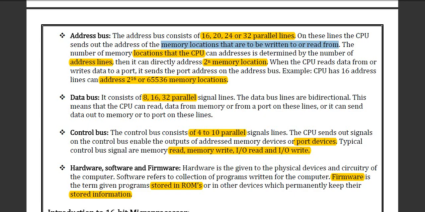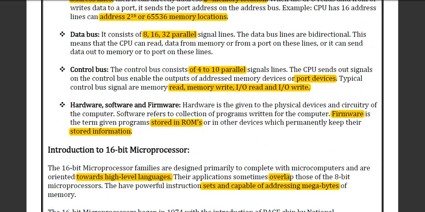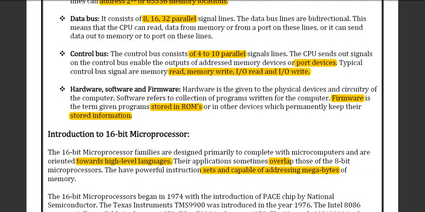In the data bus section we can have 8, 16 and 32 parallel signal lines. Those data buses are bidirectional and are used for carrying data. Now the control bus. The control bus consists of 4 to 10 parallel lines. The CPU sends the out signal, and the control bus enables the address of the memory device or port devices. That means control buses mainly carry the control signals, which are used for read and write on I/O and memory sections. Now the hardware, software and firmware are not very important and you have a basic idea of them.